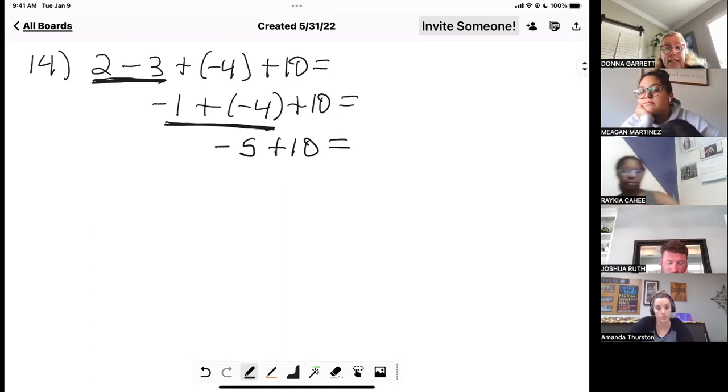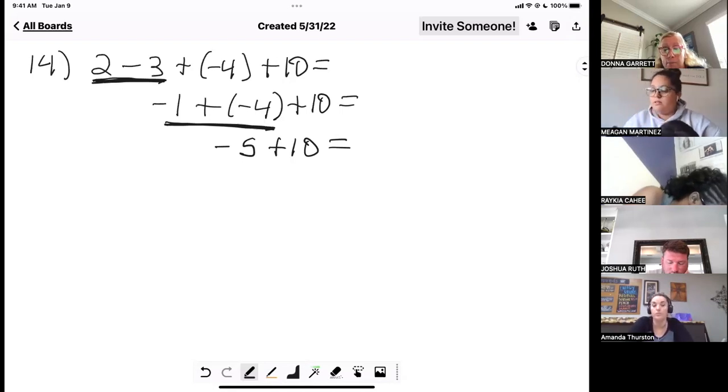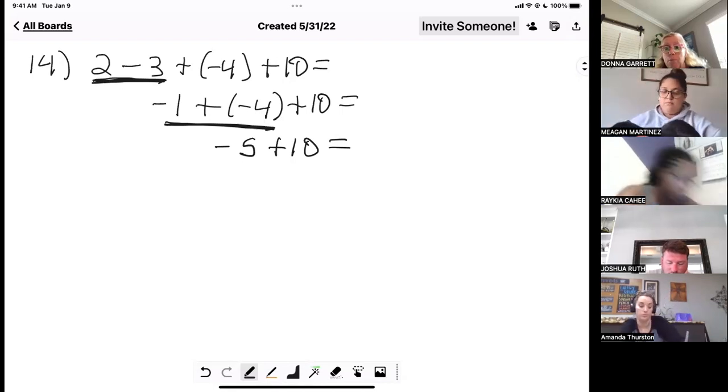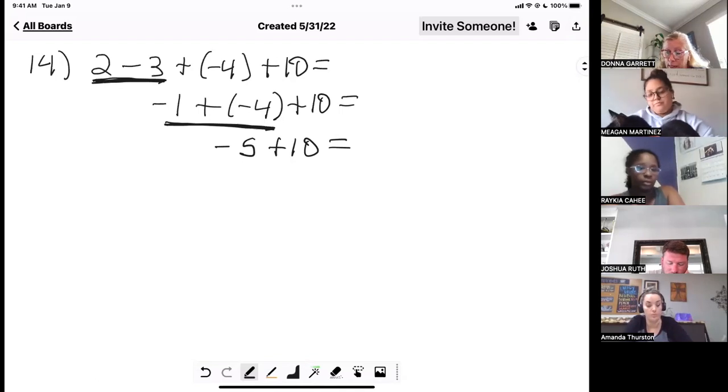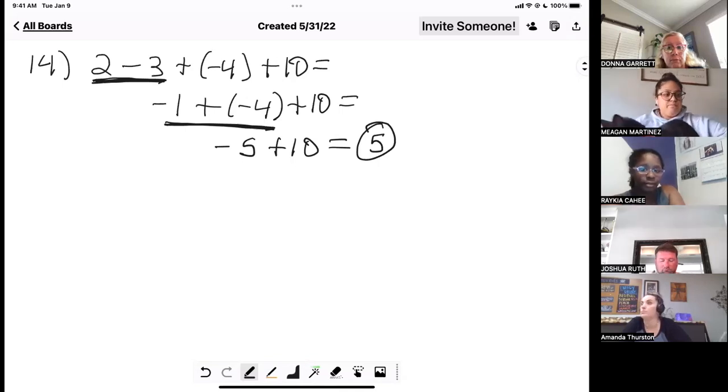And then lastly, we have negative 5 plus 10. They're opposite signs, so I subtract them. 10 minus 5 is 5, but 10 is my bigger number, so my answer has to be 5. Good?